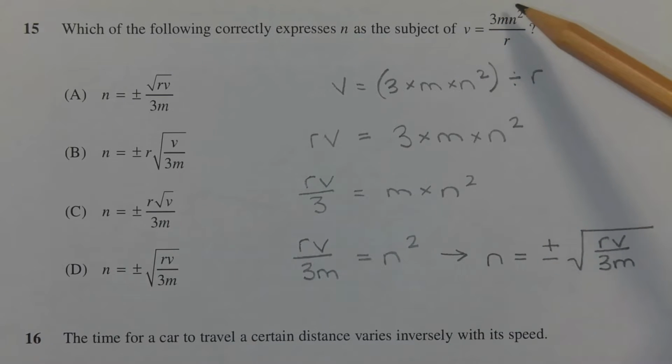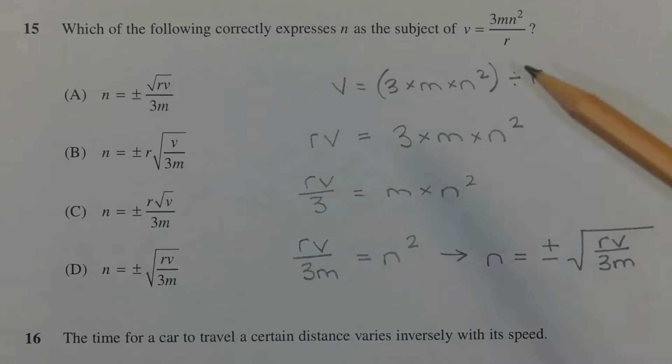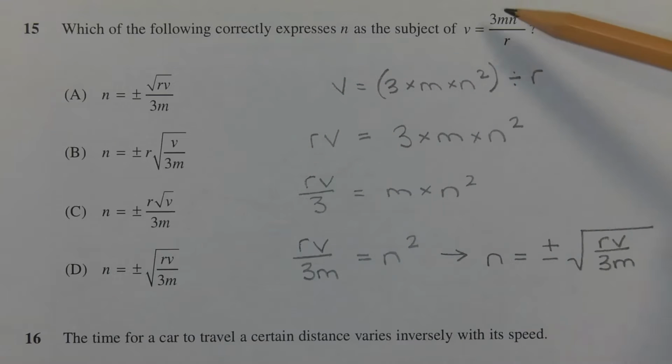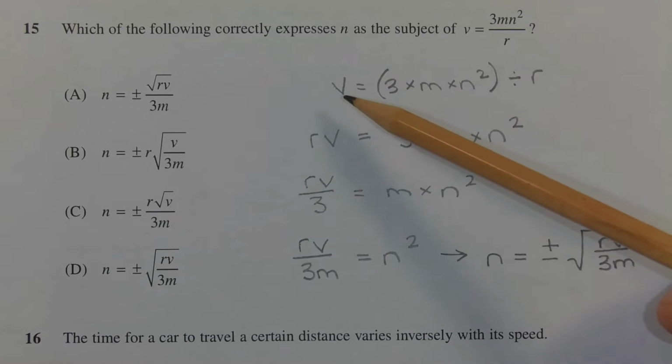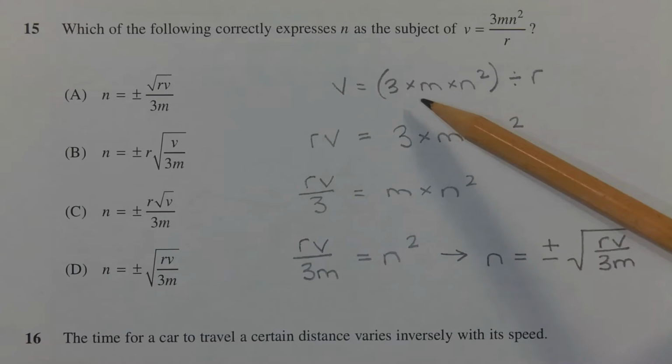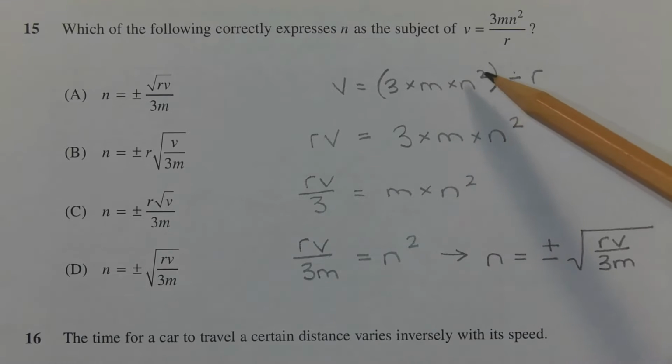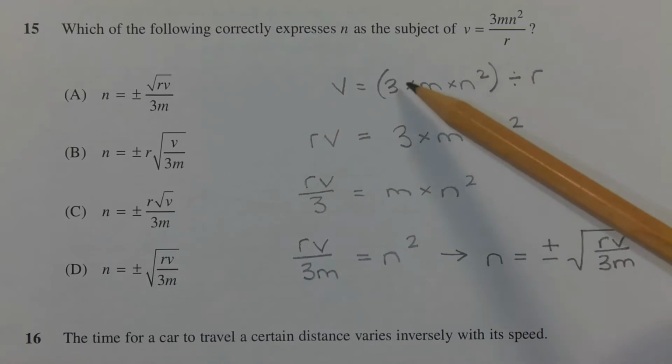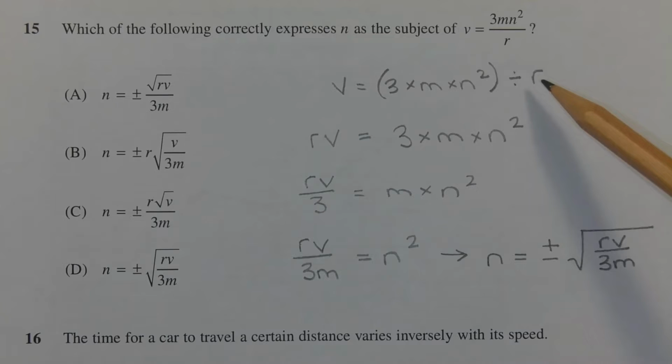So there are implied brackets around the numerator. And when it's in fraction form, those implied brackets are not shown. But when we write it using the division symbol, in other words, writing it in a single line rather than vertically, we need to show the brackets as well as the division symbol. So rewriting it in that form, we've got v is equal to 3 times m times n squared in brackets. Now this represents the numerator divided by r, where r is the denominator.